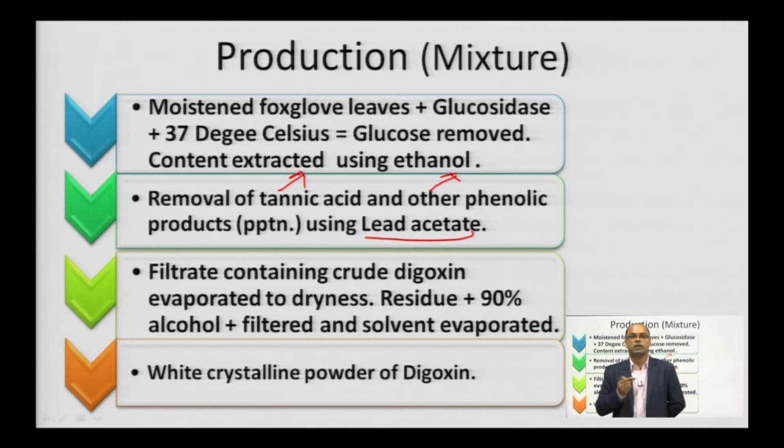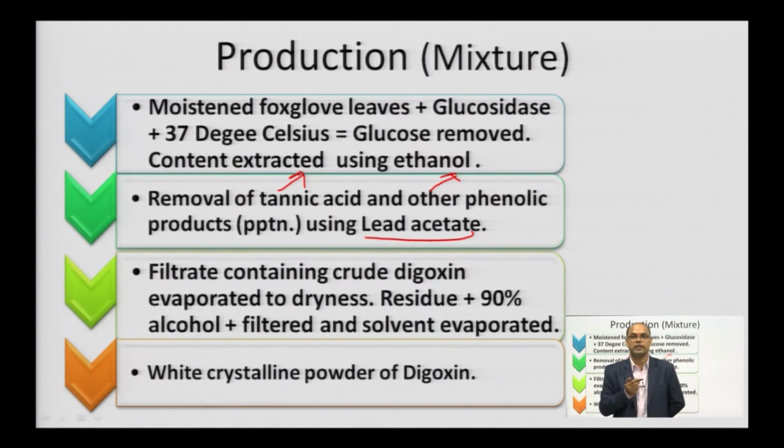The filtrate, after removing the excess of tannins and other phenolic compounds, is then evaporated to dryness using a rotary vacuum evaporator. The residue is then treated with 90% alcohol and filtered, and the solvent is again evaporated. So, this is a process of evaporation, again mixing with the ethanol or the solvent, filtering, and then solvent removal using a rotary vacuum evaporator, and after that you can obtain the white crystalline powder of digoxin.